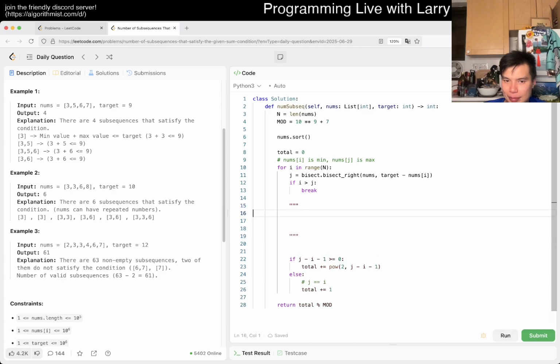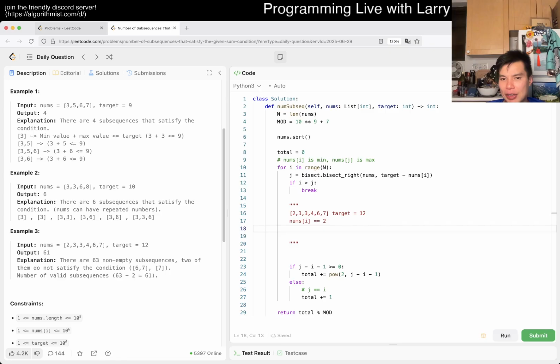right? Let's say we have something like this. What we did is, let's say target is equal to 12, right? For num sub i equal to 2, then num sub j is going to be 7, right? But this formula doesn't work because all it does is count the middle. What we actually want to do is count the sum of all these numbers, right?